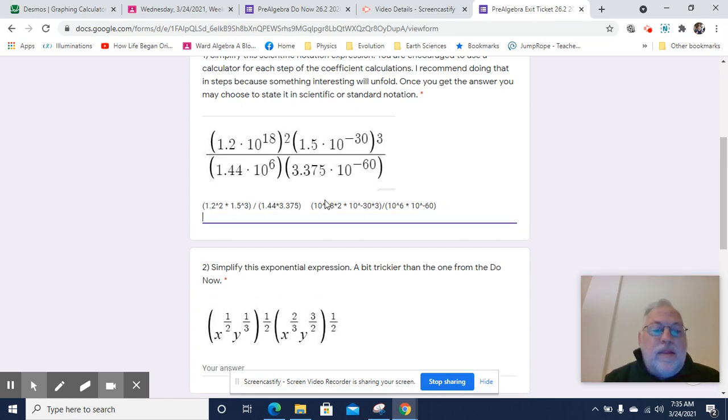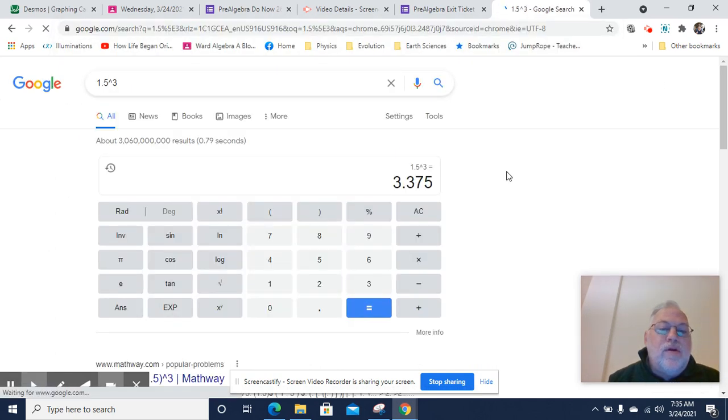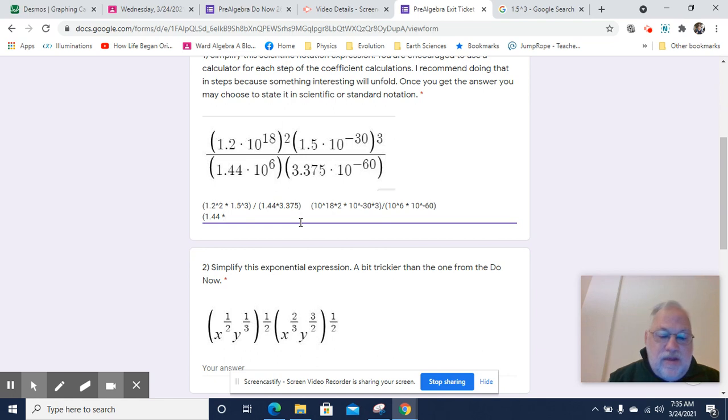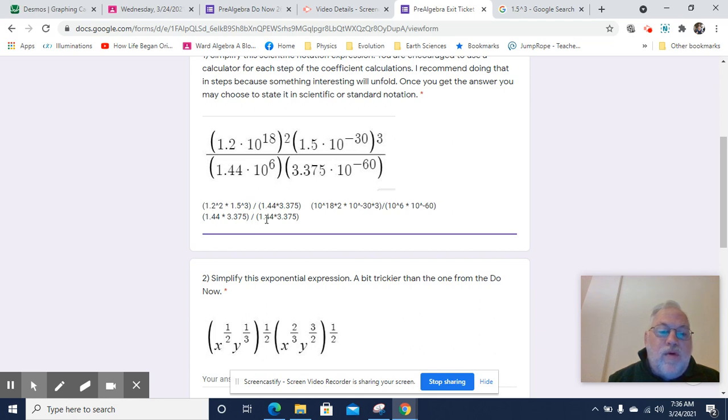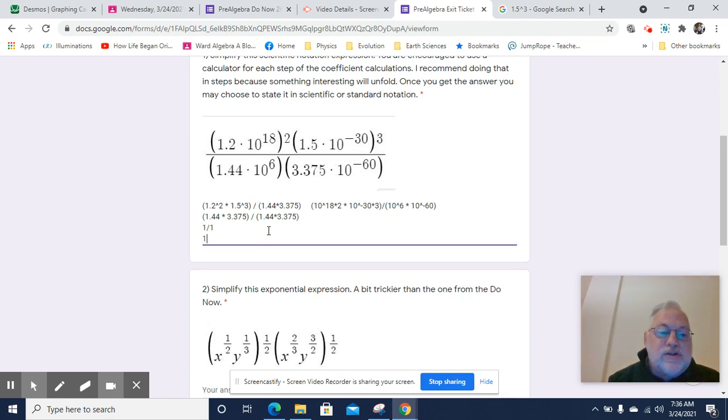Okay. Now, let's work this out. So first of all, I'm going to work out what each of these individual things are. So 1.2 squared is going to be 1.44. And then, there's 1.44 down there. Okay, we'll come back to that. So I've got 1.44 times 1.5 cubed. All right, let's see what 1.5 cubed is. 1.5 cubed is 3.375. And then that's all over 1.44 times 3.375. Interesting. Okay, well, the 1.44 and the 1.44 are going to cancel out, and 3.375 and 3.375 are going to cancel out. So this is just going to be a big fat 1 over 1, which is just 1.